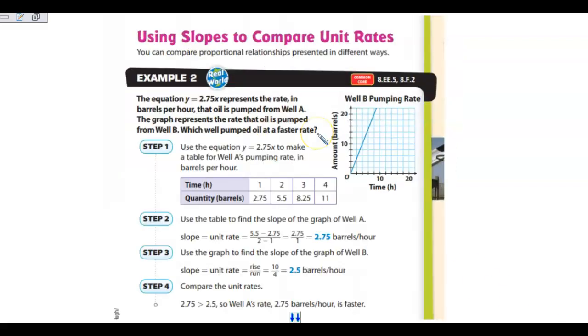Okay. Using slope to compare unit rates, you can compare proportional relationships presented in 2 different ways. So this one we have an equation of y equals 2 and 75/100 x, which represents the rate in barrels per hour that oil is pumped from well A. The graph, wait a minute.